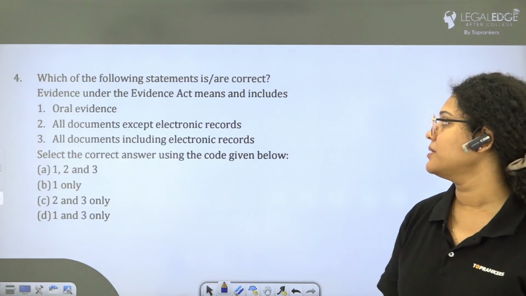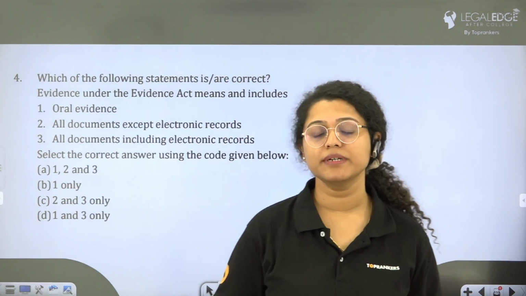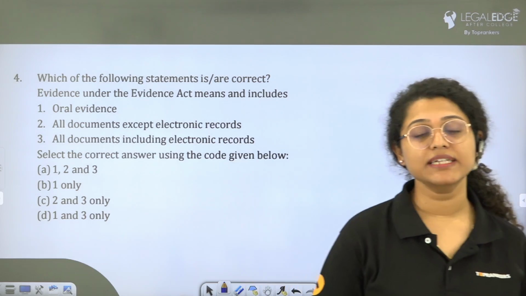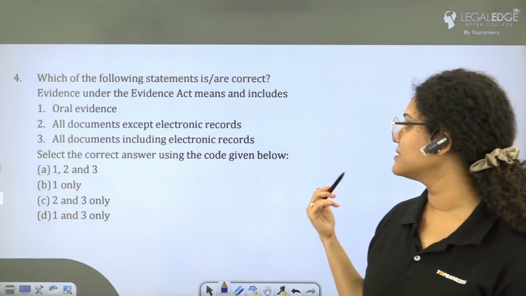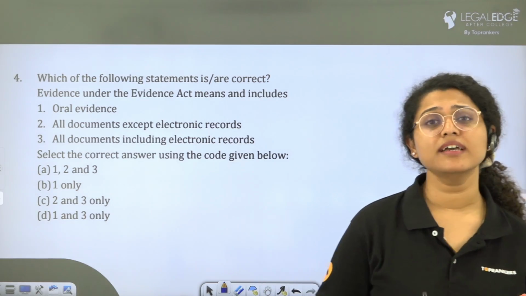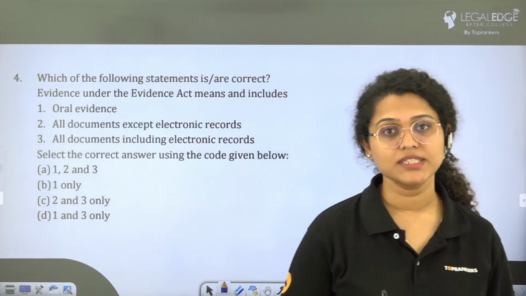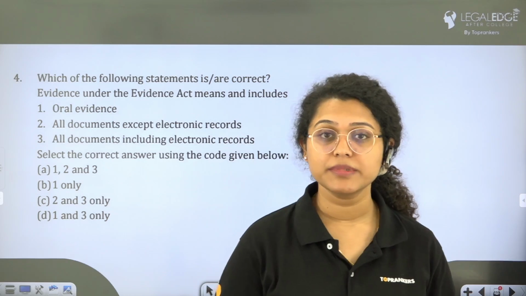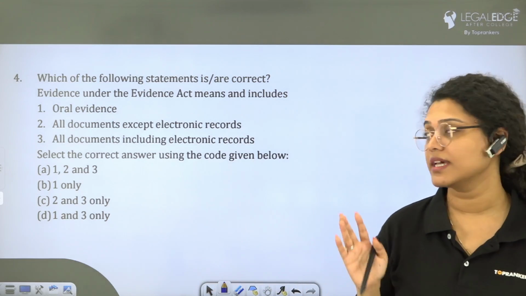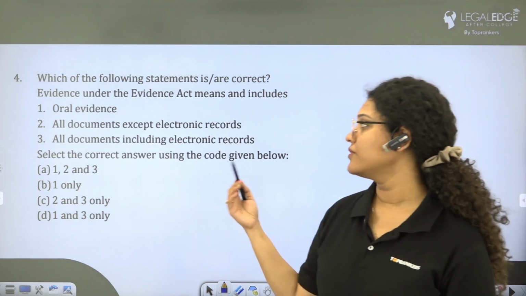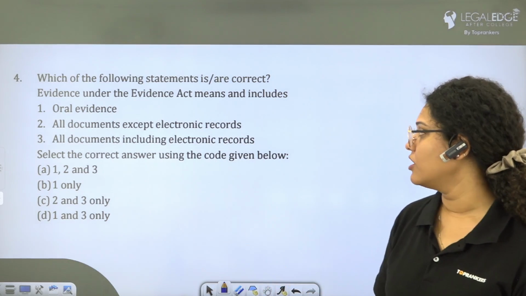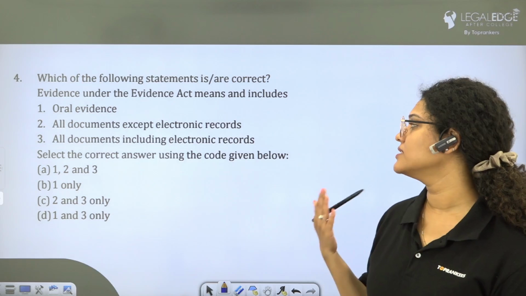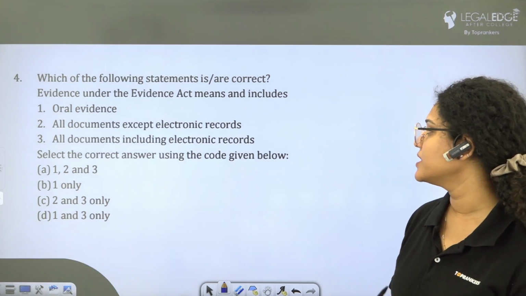Right. Question number 4. Which of the following statements is or are correct? Evidence under the Evidence Act means and includes. क्या क्या include होता है evidence की definition में under Evidence Act? ये भी आपको section number 3 जो आपका interpretation clause है उसमें ही देखने के लिए मिलेगा. First, oral evidence. Second, all documents except electronic records. 3, all documents including electronic records.